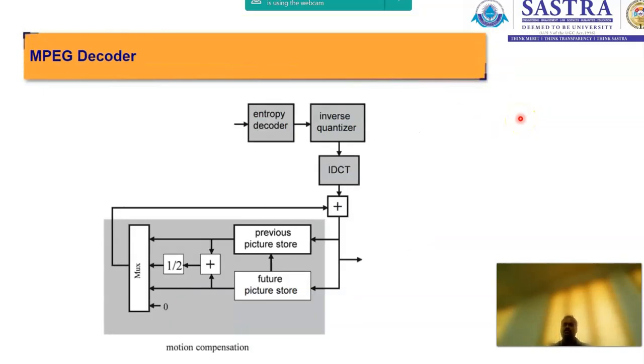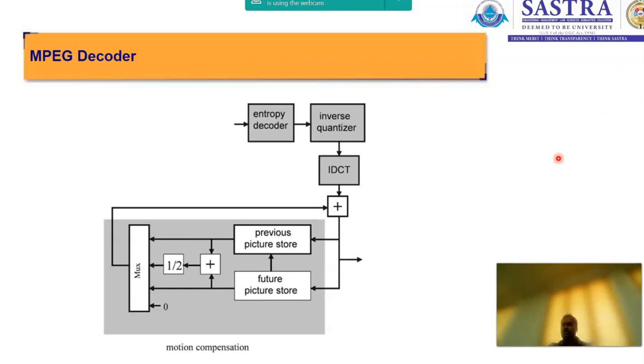So this is the working of the encoder, and the decoder works in the reverse order. So it will do this process, that is inverse quantization, then inverse DCT, discrete cosine transform. Then the data is fed to the previous picture store and future picture store for the multiplexer, and once again that feedback is given to the XOR gate. So finally it will produce the final video.